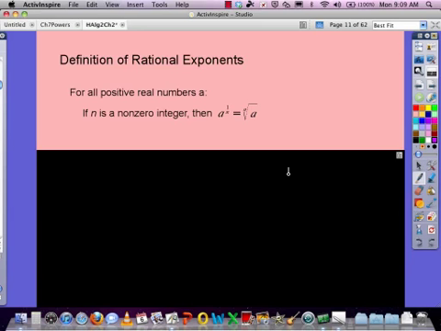So these are fractions. These could be decimals, whole numbers, negative, positive. Now, in this case, we're going to restrict a to being all positive real numbers. So it has to be positive. Now, n is non-zero. And so if we wrote a to the power of 1 over n, that's the same as saying I'm a root of that number.